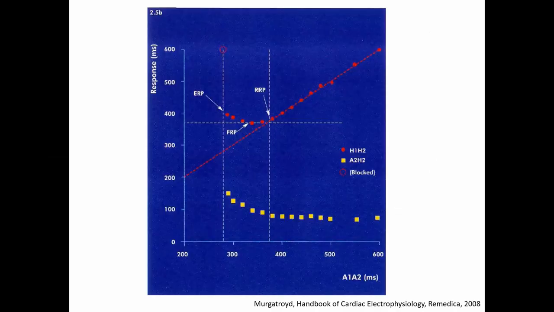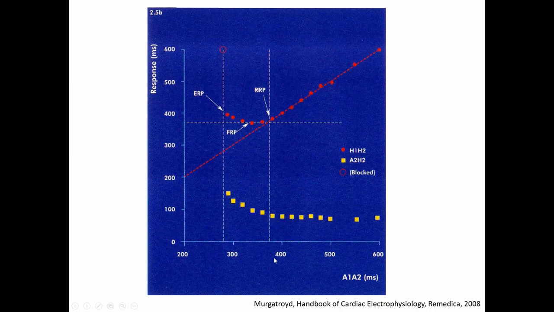If we were to plot this on a curve, look at the A1, A2 interval. You can imagine that's the extra stimulus we're putting in at the end of our drivetrain, starting at 600, getting shorter and shorter. The yellow dots are measuring the A2, H2 interval. It's usually pretty stable until you reach a point where it starts decrementing.